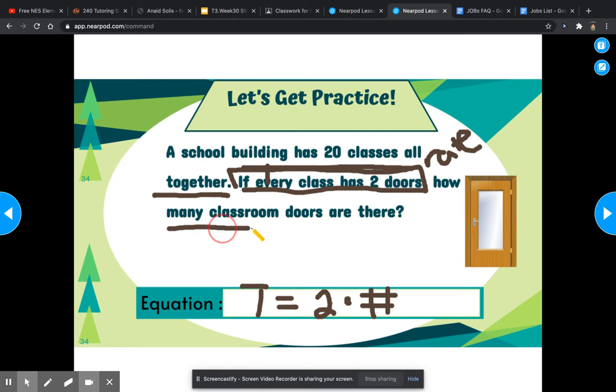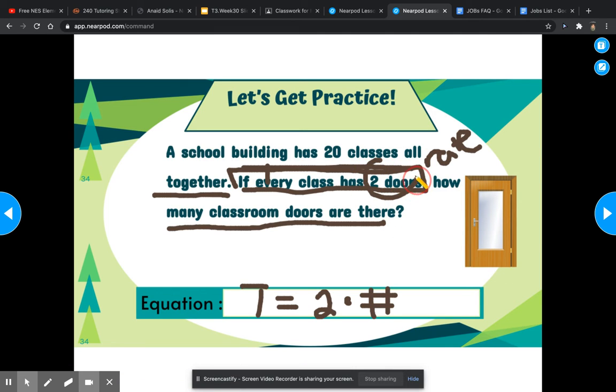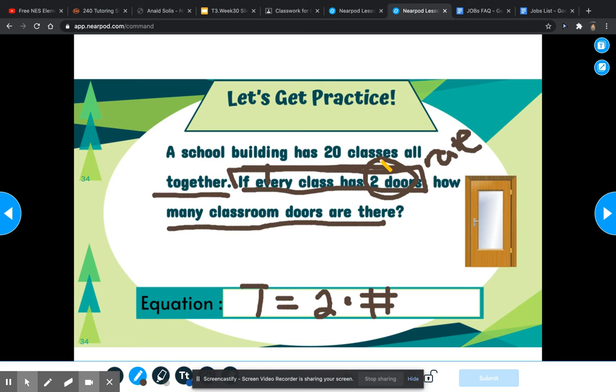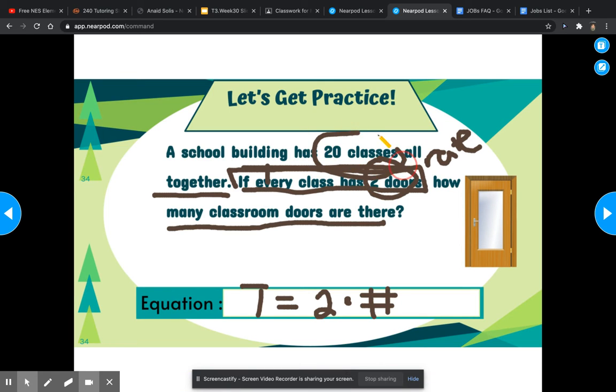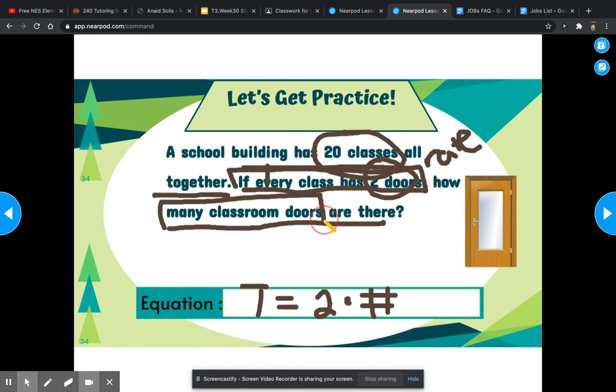How many classroom doors are there? Well, when we read that, we could either identify that as our total or a number of items. We know that it's a multiplication problem and there's two doors for one classroom. Do we know how many classrooms there are? Yes, 20 classes. So then if there's 20 classes, I would have to multiply that by the two doors that each class has to get how many total classroom doors there are.